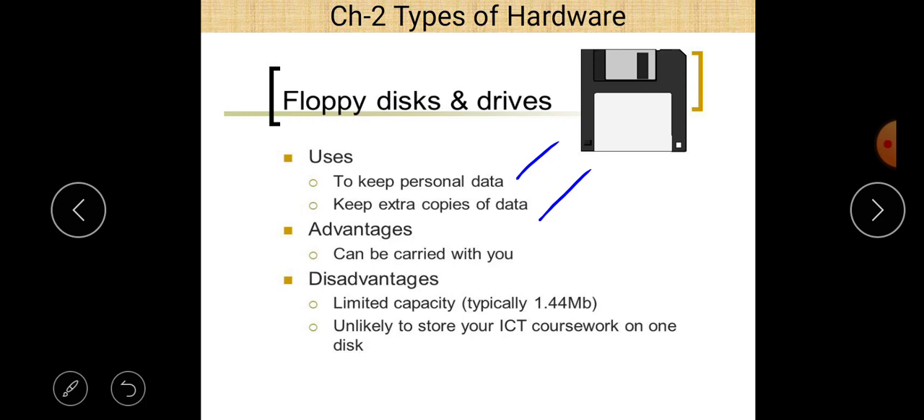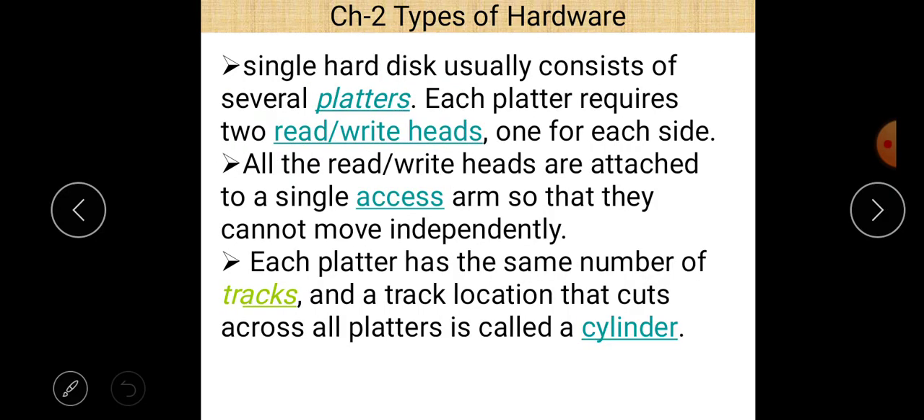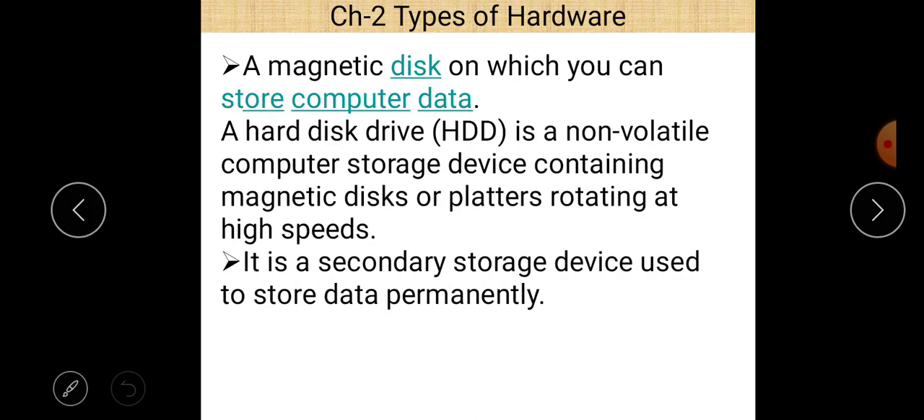Next topic is magnetic disk. So what is a magnetic disk? Basically, a magnetic disk is a disk on which you can store computer data. A hard drive is a non-volatile computer storage device containing magnetic disks or platters rotating at a high speed, and it is a secondary storage device used to store data permanently. Always remember that a hard disk is a magnetic disk on which we store the computer data, and a hard disk is also a non-volatile computer storage device.